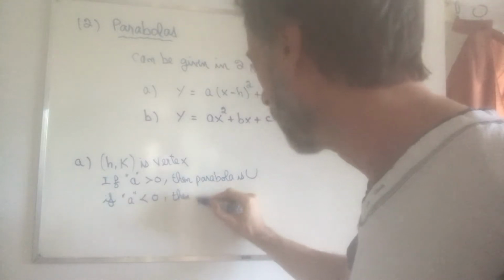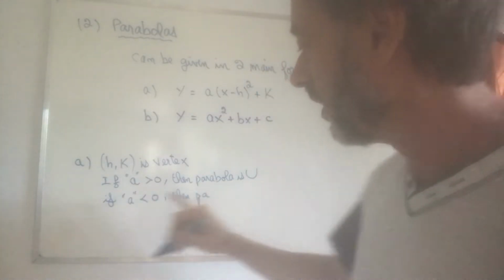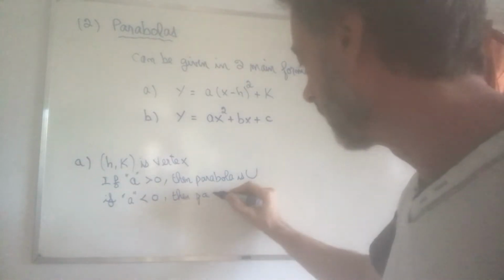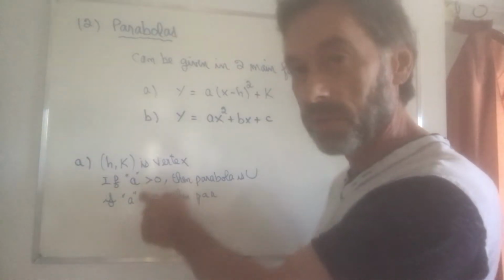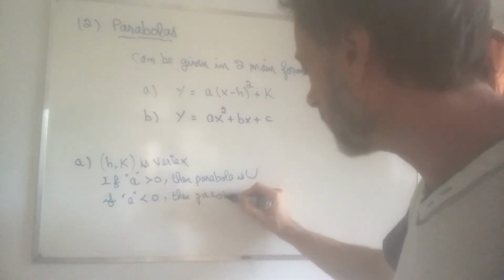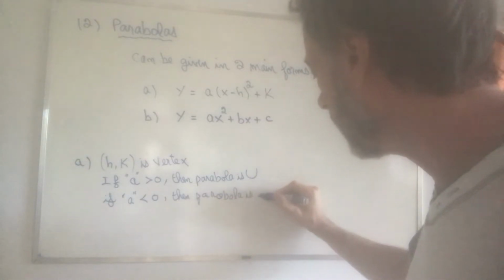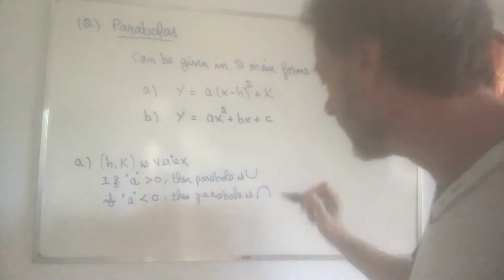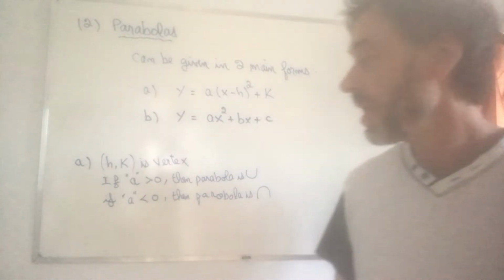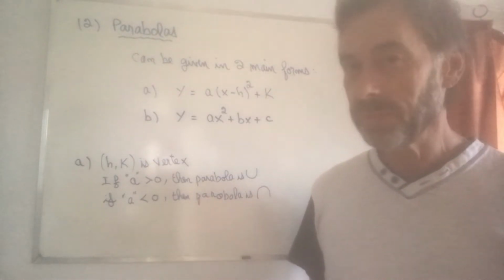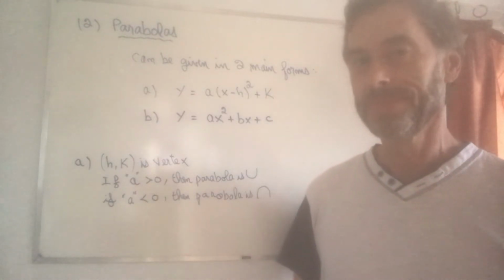Quick question. What happens if a is 0? You notice that I didn't put any equal sign here, so let me just finish writing my sentence. Parabola is oriented downwards, so concave down. And quick remark, if a is 0, how is it oriented?